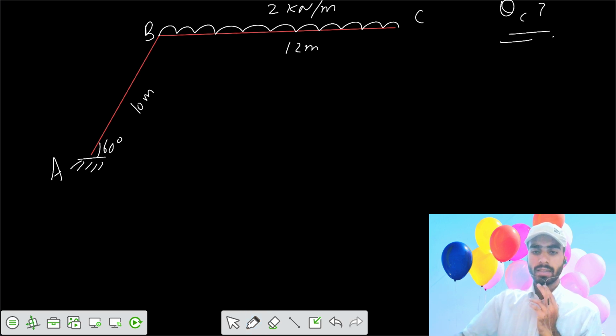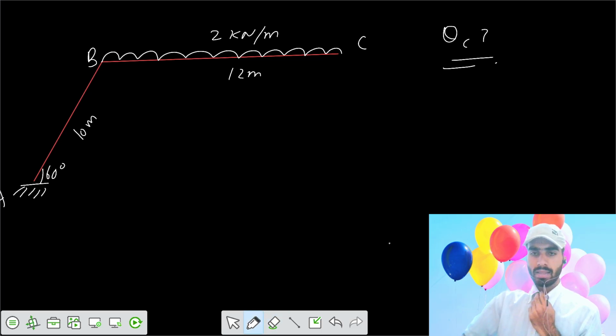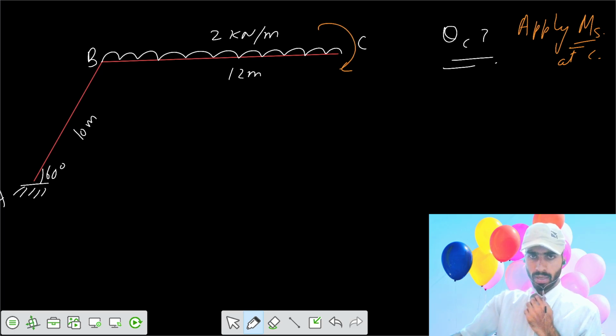So for theta at C, by using Castigliano's theorem, since there is no moment applied at C, you apply a pseudo moment at C. So let's apply a moment of m here, with m equals 0. Then we make the free body diagram and see what's the value of shear forces and bending moments.